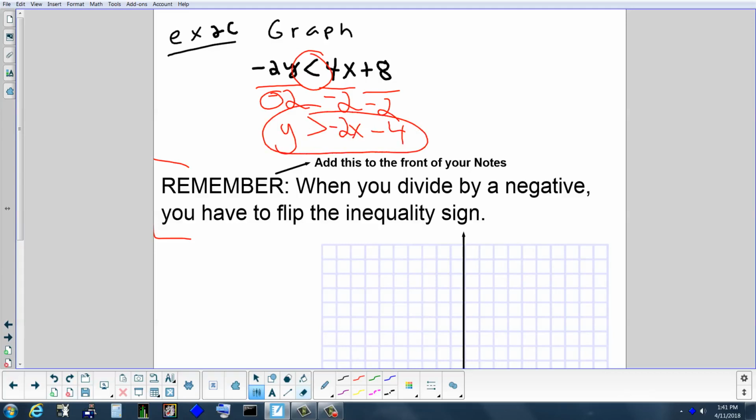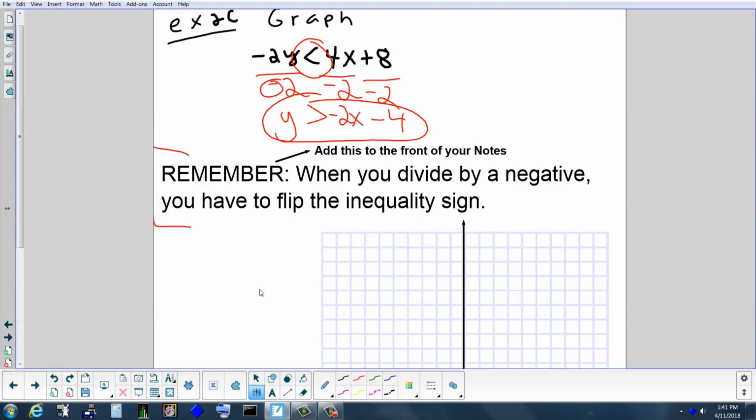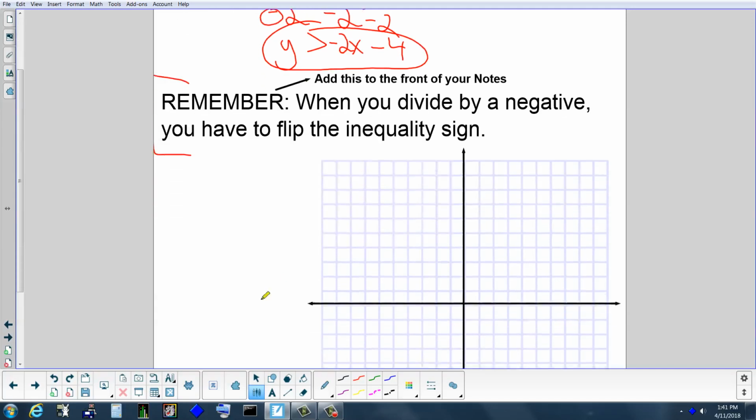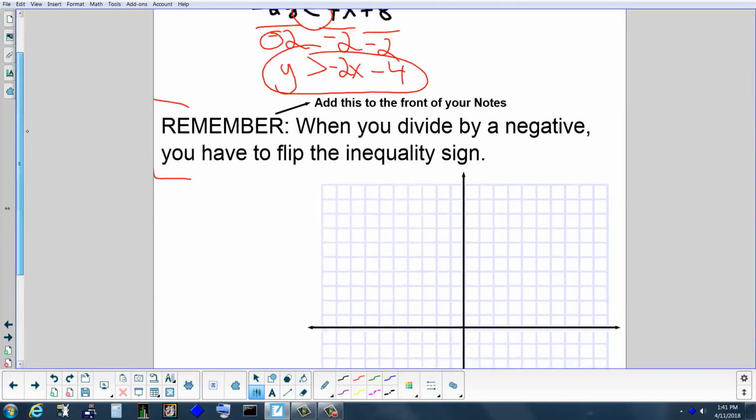How come this one only had one step, as far as rearranging it, Mallory? It was already in y equals mx plus b form. It was very close, right? Because you just needed to get the 2 away from the 1. Like Josiah just said.